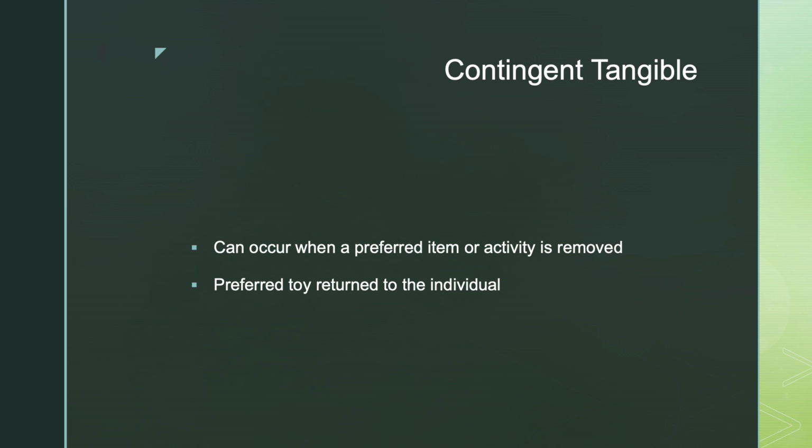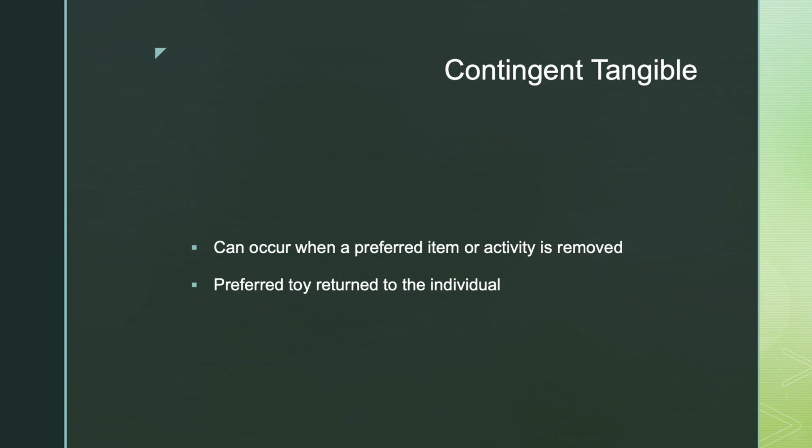So contingent tangible. So this can occur when a preferred item or activity is removed, and the behavior would occur, and the reinforcement would be that they gain access to the behavior, or they gain access to the tangible.